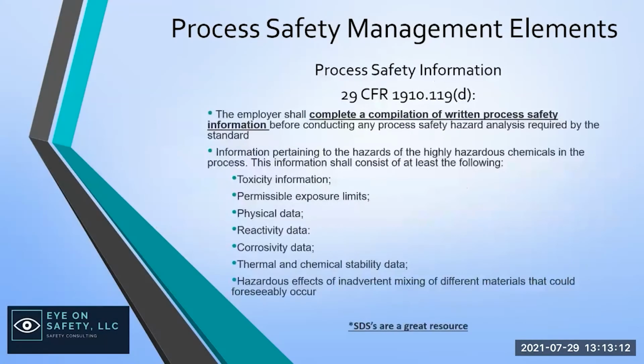The next element is your process safety information. This again is a complete compilation of written process safety information. It goes through and lists for that specific chemical what its toxicity information is, your PELs, your permissible exposure limits, reactive data, any physical portion or property of that hazardous chemical has to be documented and written down. And I notated that your SDSs are probably your greatest resource for this type of information.